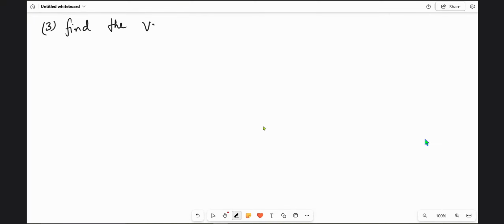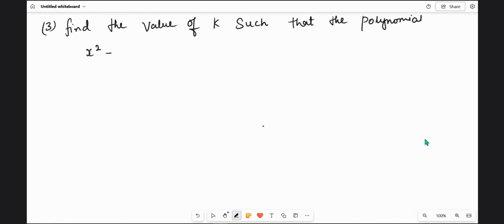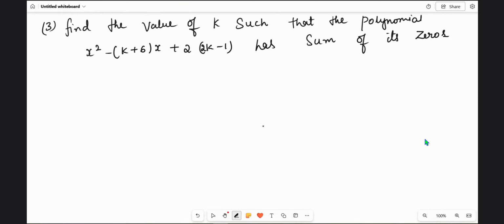Find the value of k such that the polynomial x square minus (k plus 6) x plus 2 into (2k minus 1) has sum of its zeros equal to half of their product.